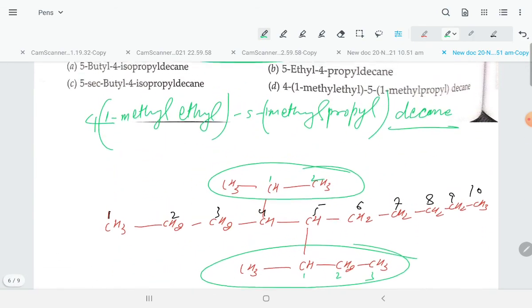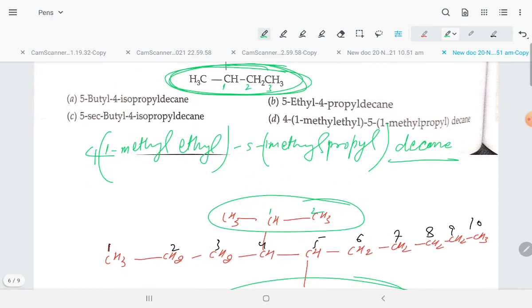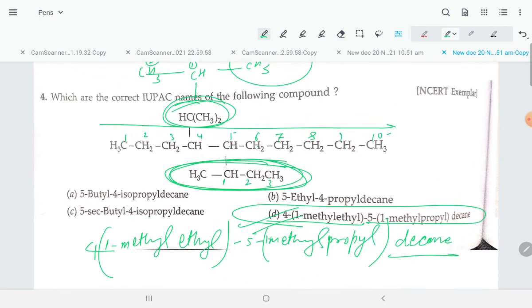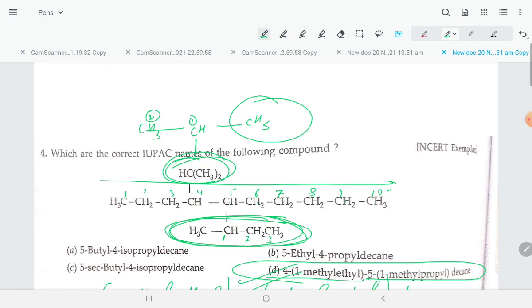So which can be the correct option, student? 4 (1-methylethyl), 5 (1-methylpropyl) decane. So option number D is correct, friends. You need to practice, dear student, to understand this concept.